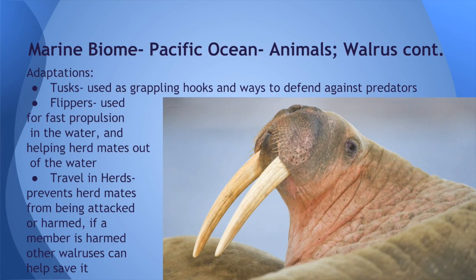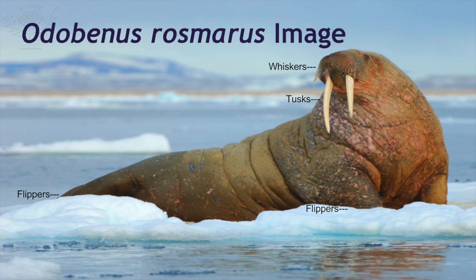Some adaptations of the walrus are its tusks, which can be used as grappling hooks to get out of the water and onto the ice, and as a way to defend against predators. Flippers are used for fast propulsion in the water and helping herd mates out of the water if the herd mates are injured. And all walruses travel in herds, which prevents herd mates from being attacked or harmed by a predator, and if a member is harmed, the other walruses can help to come and save it and get it out of the water and onto an ice floe. This is an image of Odobenus rosmarus, otherwise known as a walrus.